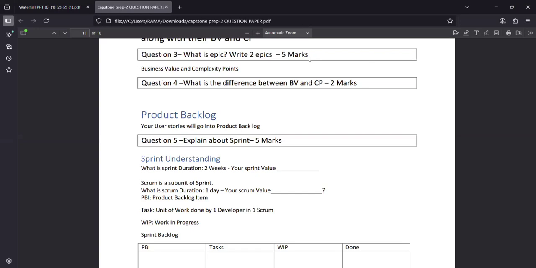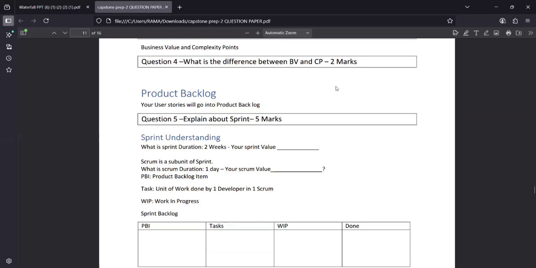So next question, the fifth question. Let us know what a sprint is. A sprint is a time box, a duration of time to complete a particular piece of work. The duration of the sprint will be 1 to 4 weeks. That is known as a sprint.